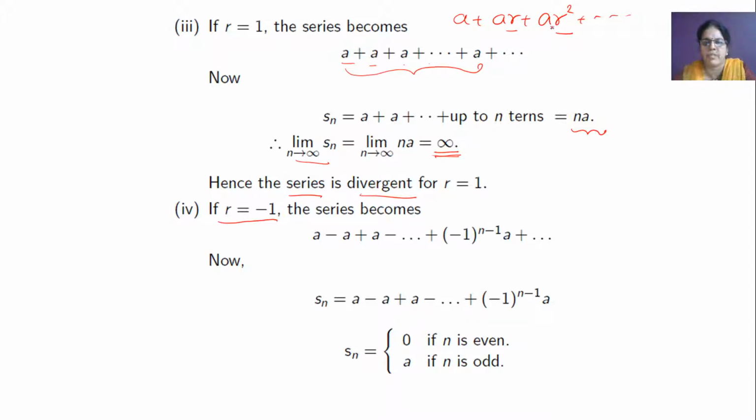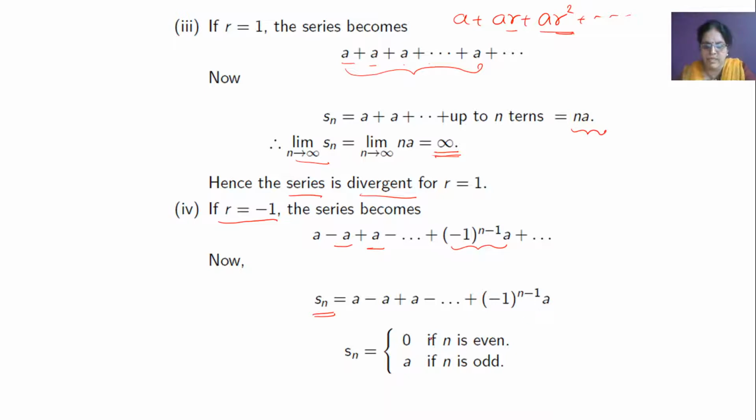In the same expression, when r equal to minus 1, the first term is a, the second term is a into minus 1, which is minus a, the next term is a into minus 1 square, which is plus a, like that. So the terms have alternating plus and minus signs. Hence, the sequence of partial sums up to n terms, Sn, is minus 1 power n minus 1 into a.